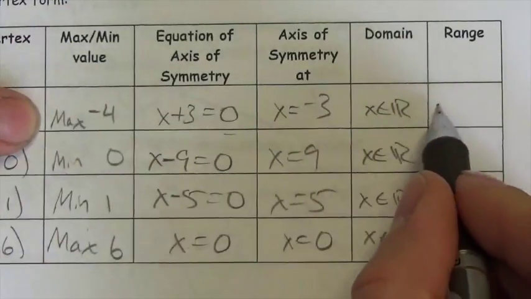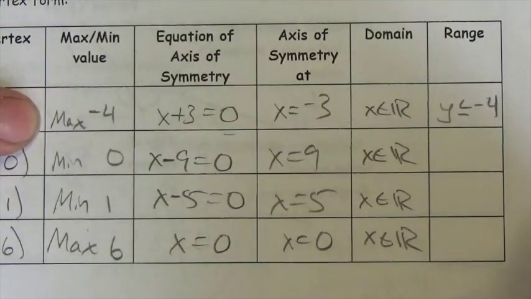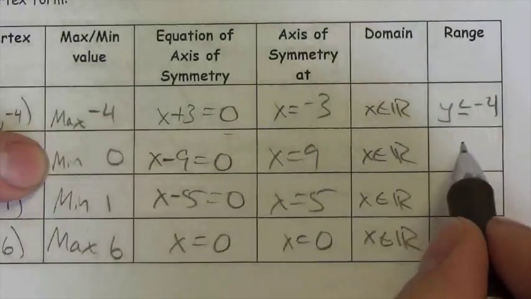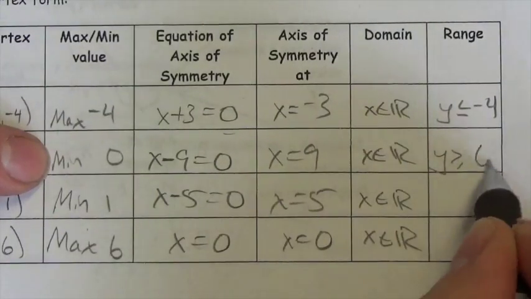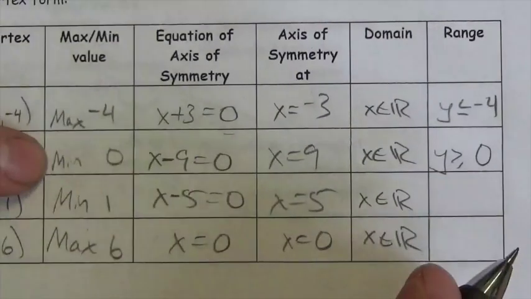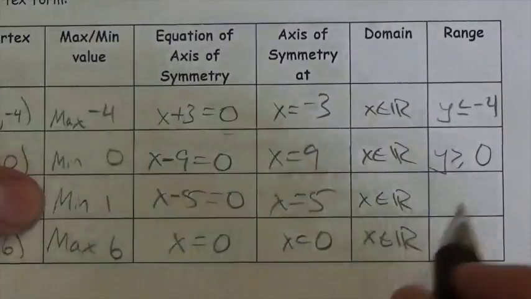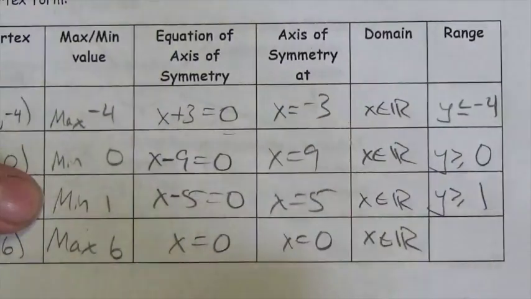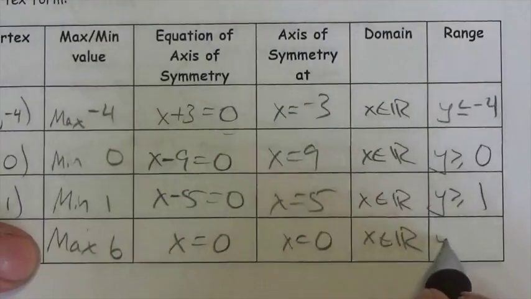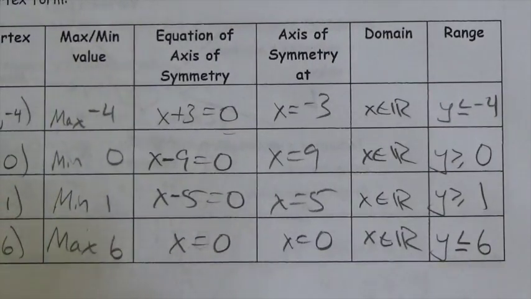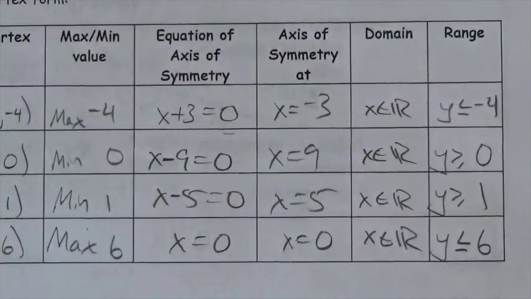So if the maximum is negative 4, that means my range has got to be less than or equal to negative 4. All my y-coordinates are going to be less than or equal to that maximum. A minimum of 0 means that all of the y-coordinates of the graph, which is what the range is asking for, are greater than or equal to 0, because 0 is the min. Here, all of my y-coordinates will be greater than or equal to 1. And here, all of my y-coordinates will be less than or equal to the maximum value of 6. Okay? I hope that makes sense. Charts like this are usually good for a nice condensed way of looking at all of these different features at once.